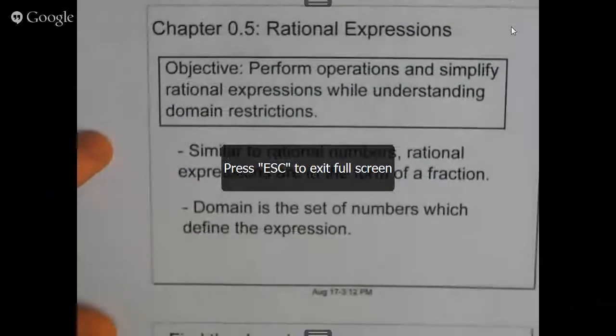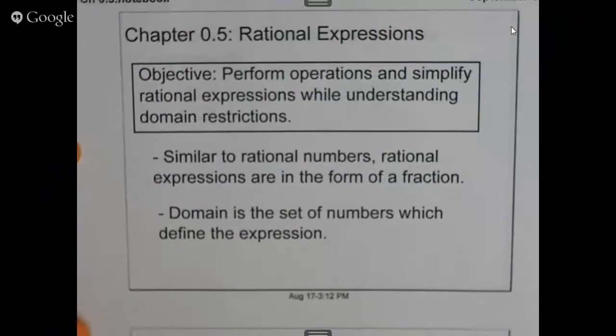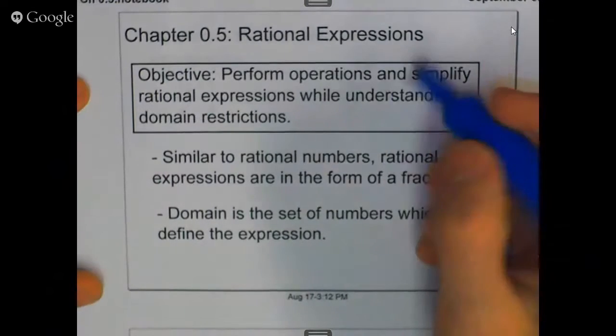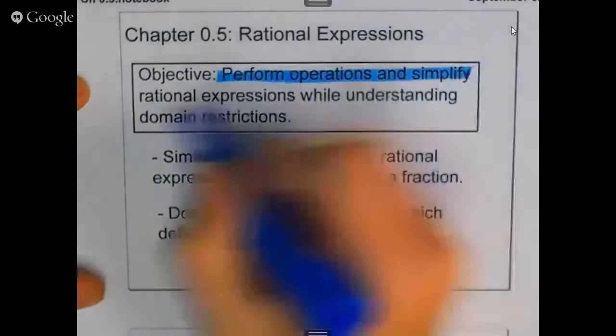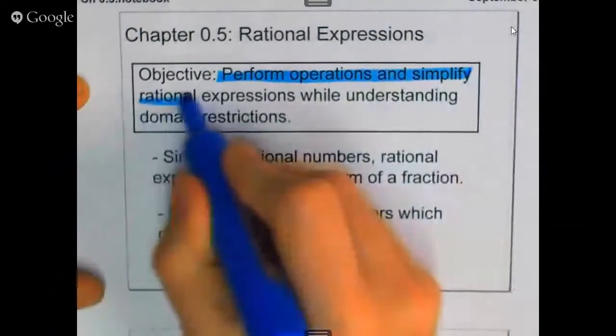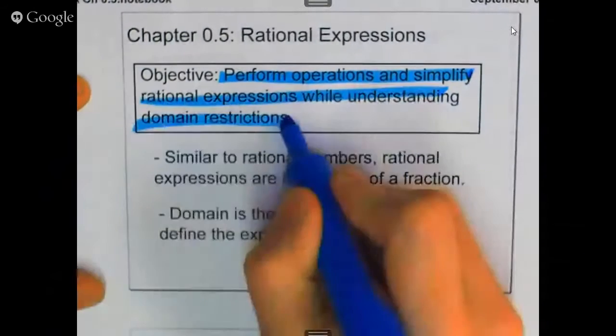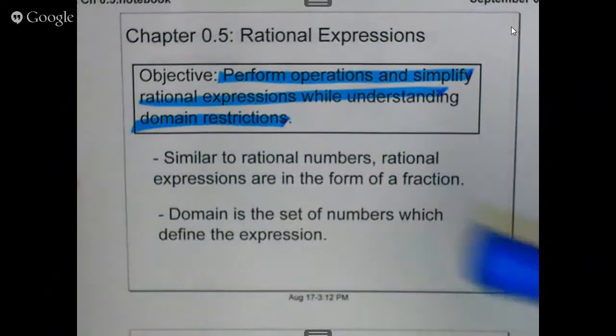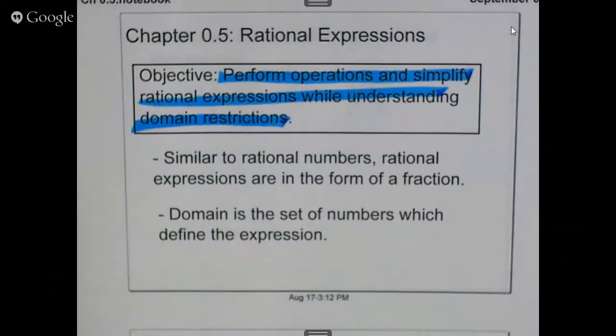We are going to talk about chapter 0.5, which is rational expressions. Our objective here is to perform operations and simplify rational expressions while understanding domain restrictions. Now, our main focus here will be understanding domain restrictions. We're going to talk quite a bit about that and do it on almost every problem.